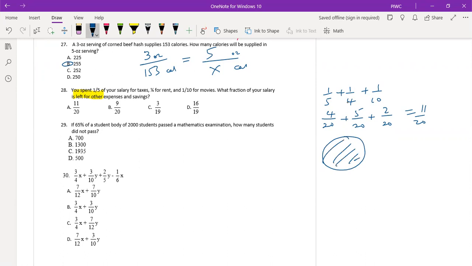Okay, one whole. So if this is 11 out of 20 parts, how much is left here? It means that 1 minus 11 out of 20. In other words, it's 20 over 20 parts minus 11 out of 20 parts, which gives us 9 out of 20 parts. So if you have 11 out of 20, you take the 11 parts, you have 9 parts left.